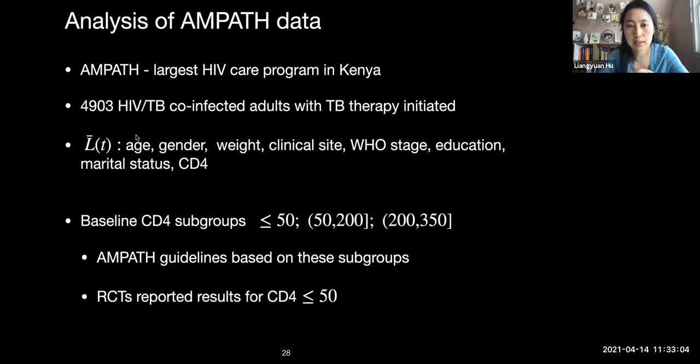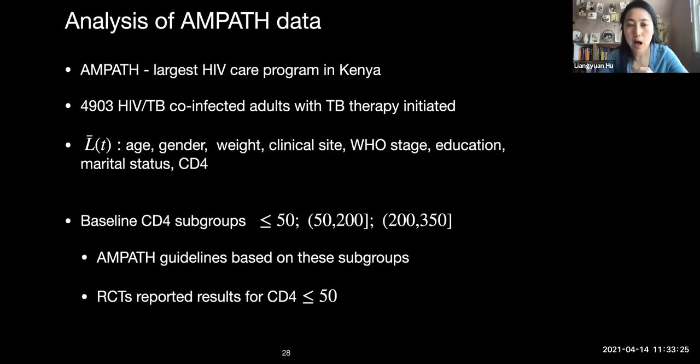Our covariates include both demographic information and disease-specific information. Some of which are time varying. Obviously, CD4 is time varying, and weight is also time varying. Others are measured at baseline.